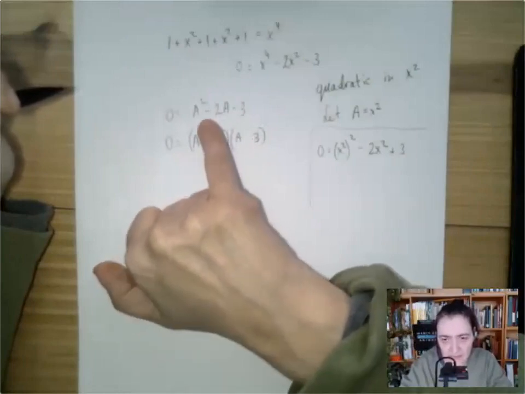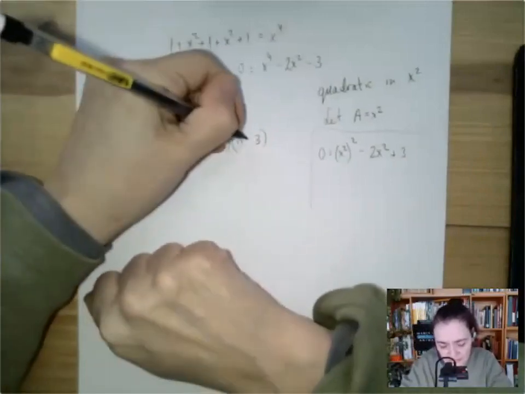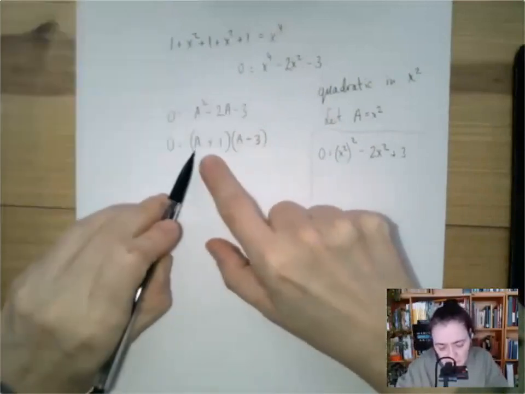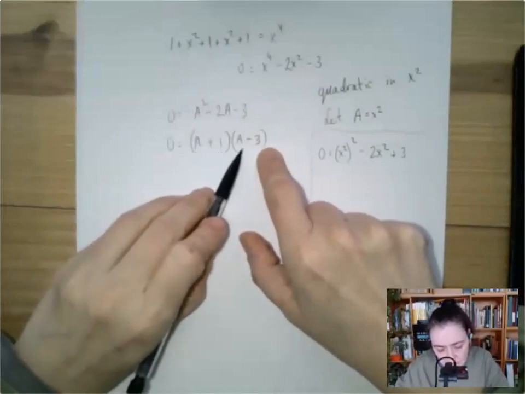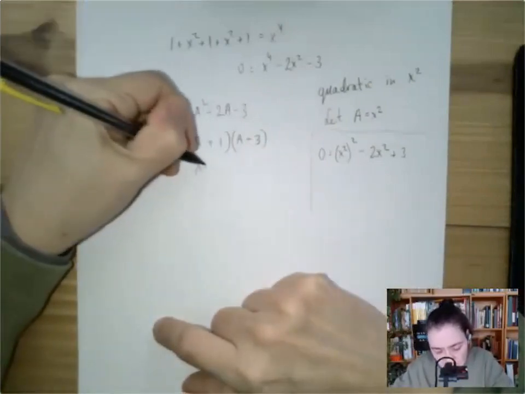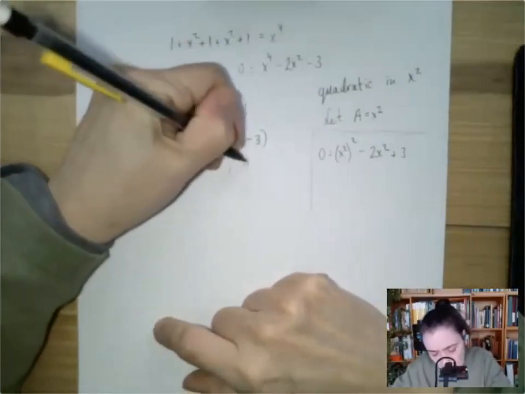And this is telling me that the bigger one should wear the negative sign, right? Because now when we multiply back, we get a squared minus 3a plus a. That's that negative 2a minus 3. So a equals negative 1 or a equals 3.